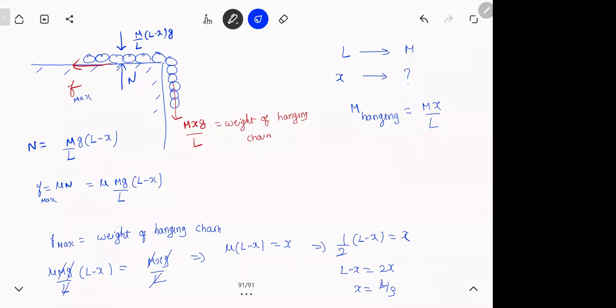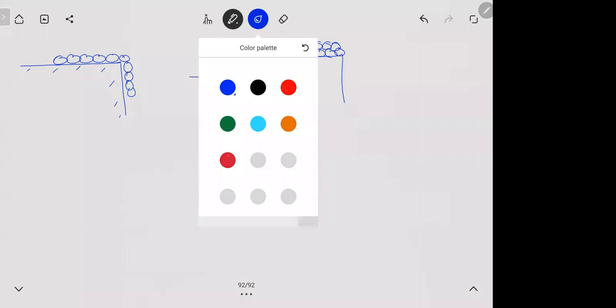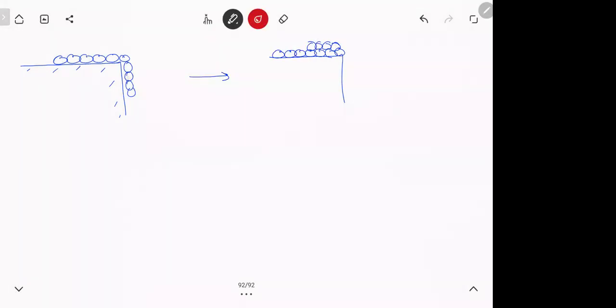Take the next part. You have to find how much work is done to pull this hanging chain back. It is like this. You made it like this. You just kept it on the top. So this is your state 1, that is your state 2. You should take the average. I'll take this as a reference line. This length is L by 3, so this average would be L by 6.